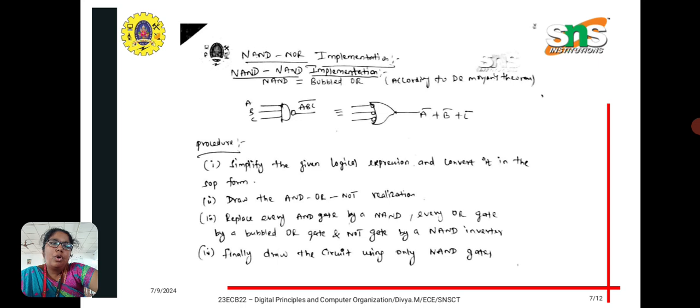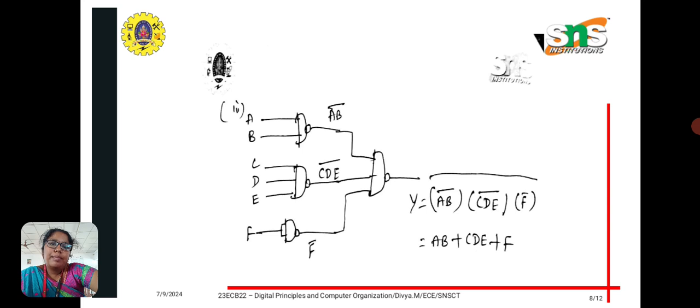NAND is the bubbled OR according to De Morgan's theorem. Here we simplify the given logical expression, convert it into SOP form, and then draw the AND-OR relation. Replace every AND gate by a NAND, every OR gate by a bubbled OR gate, and a NOT gate by a NAND inverter. Finally, draw the circuit using only NAND gates. This is an example where the output will be AB plus CD plus CDE plus F.